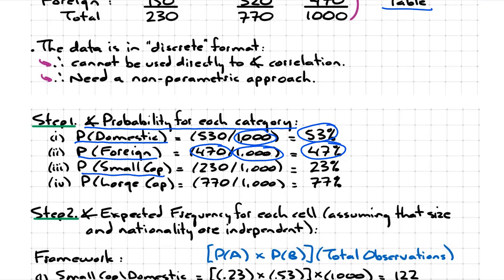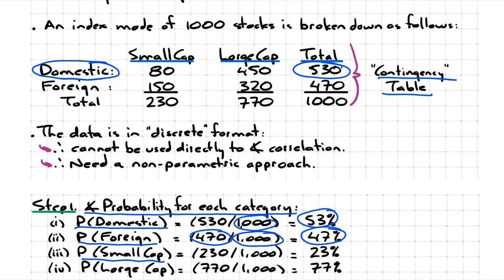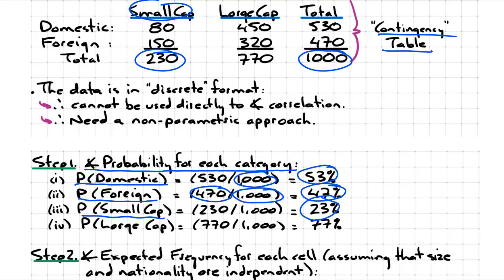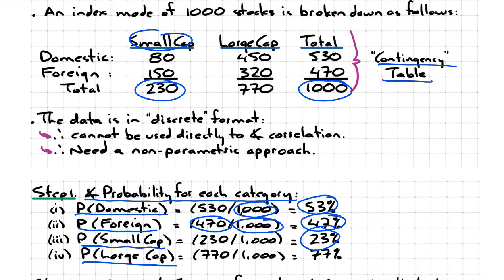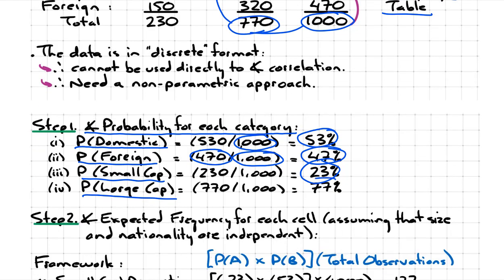And so what's the probability that you'll draw a small cap? Same thing, keep it simple. Out of the 1,000 stocks, how many are small cap? 230. So there's a 23% probability that the stock you draw from the index is small cap. And then finally, probability that we have a large cap. It's right here. So again, the way to read this, we have a total of 1,000 stocks. Of that, 770 are large cap. So that's a 77% probability.